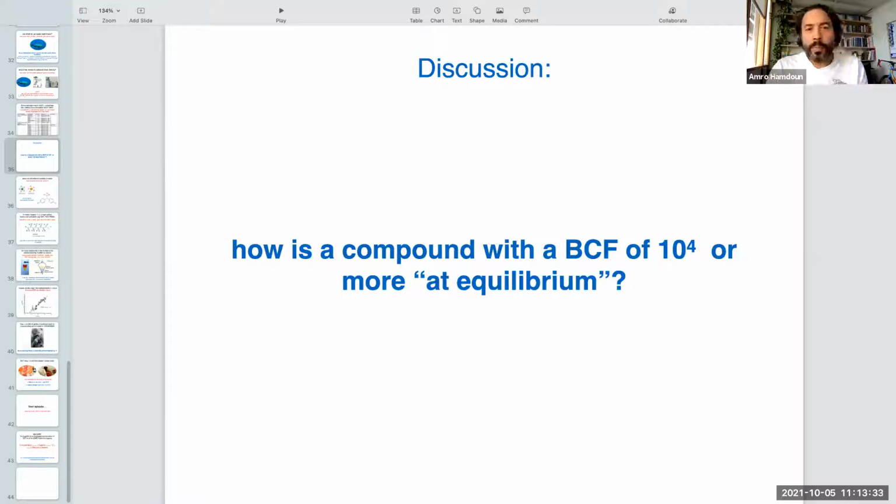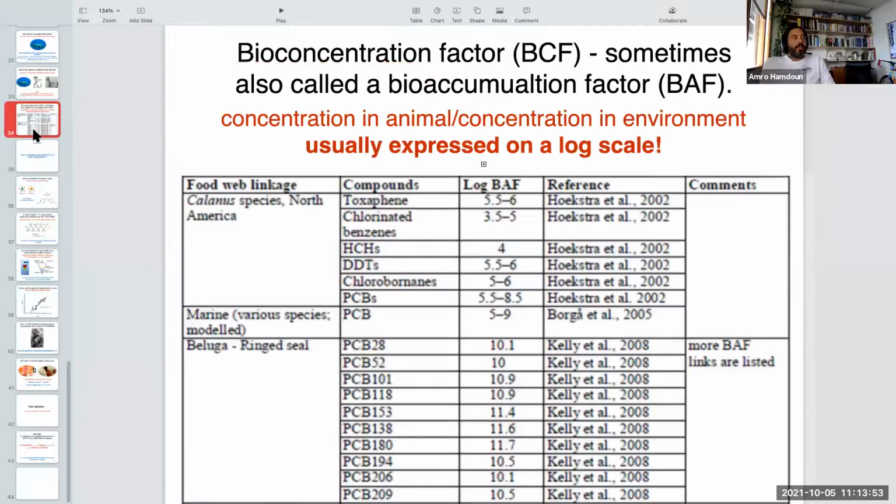All right, so I just want to recap a little bit, finish up some stuff from last time. Feel free to put questions in the chat. I'm going to pull that up here. Where we left off. Okay, so let me back up one slide and remind you of what we were talking about. So we said a bioconcentration factor, sometimes also called the bioaccumulation factor, is the concentration in an animal versus the concentration in the environment.